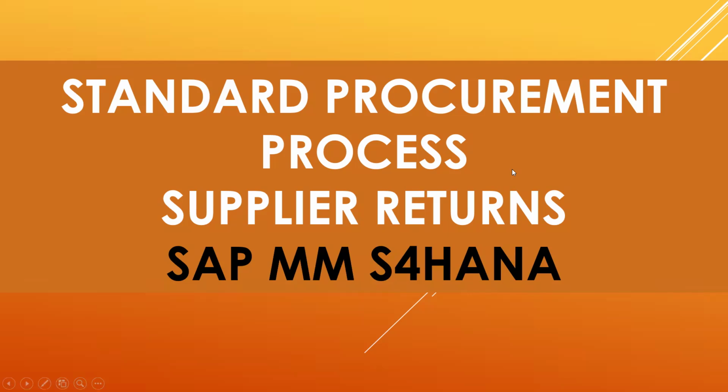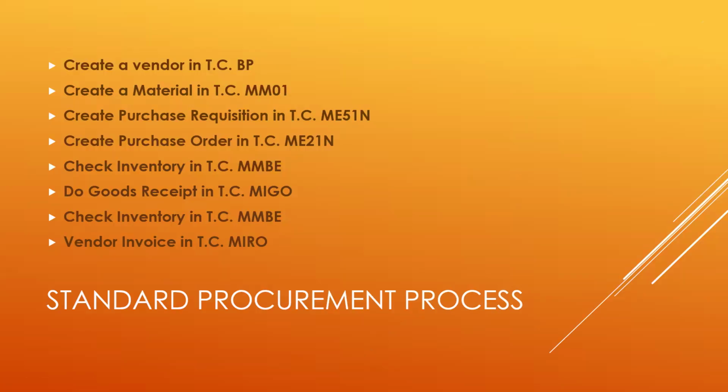The standard procurement process: we are going to create a vendor in the BP transaction code. We are going to create a material in MM01 transaction code. And then we are going to create a purchase requisition.